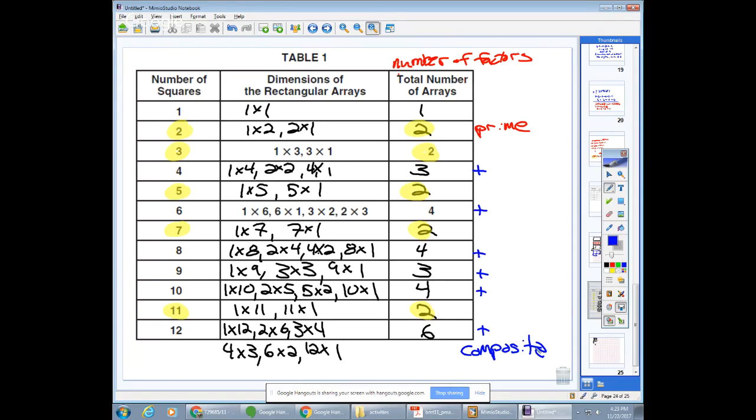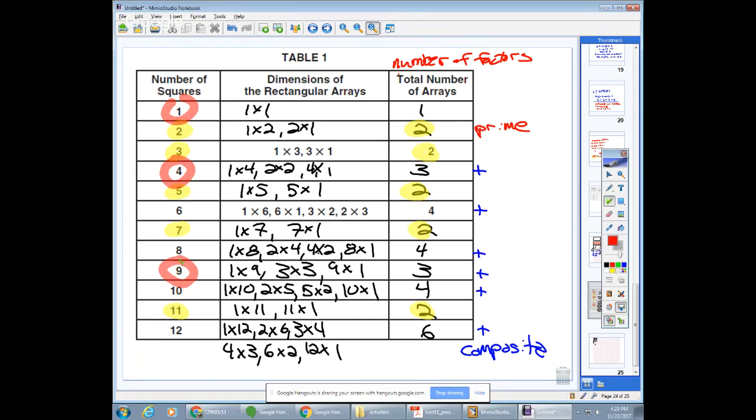But there's another interesting thing that pops out. Sometimes we have an even number of factors, and sometimes there's an odd number of factors. So I'm going to highlight the numbers that have an odd number of factors. Let's see. 1 has an odd number of factors. 4 has an odd number of factors. Who else? 9 has an odd number of factors. And it turns out 1, 4, and 9 are part of another special group in math. Anybody guess? Squares? They are perfect squares, yeah.